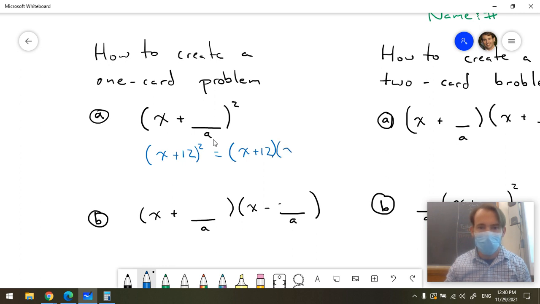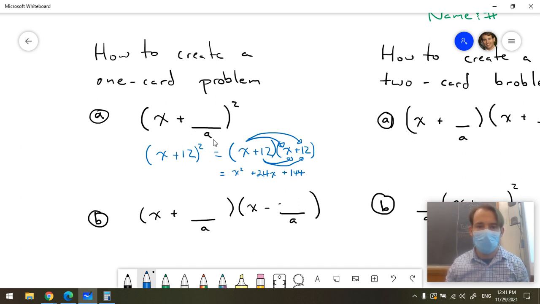X plus 12 multiplied by x plus 12. And then I get x times x, it's x squared. X times 12 is 12x. 12 times x is 12x. And 12 times 12 is 144. So that's equal to x squared plus 24x plus 144. The reason we have 24x is because we have 12x once and 12x twice. So it makes 24x. Okay?